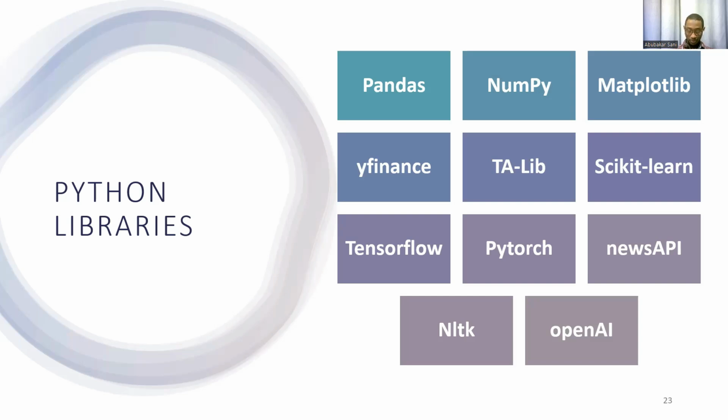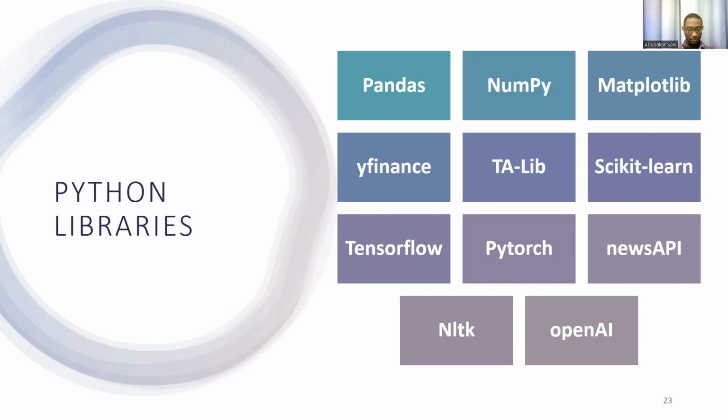TensorFlow is for deep learning. Similarly, PyTorch is for deep learning, but TensorFlow was developed by Google and PyTorch was developed by Facebook engineers. News API allows us to have access to the news. Why do we have News API here? It is because we are doing natural language processing. So we would like to access the news so that we will know whether we are going to make trades based on the news articles that we have access to.